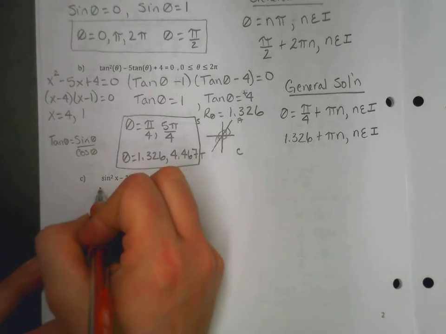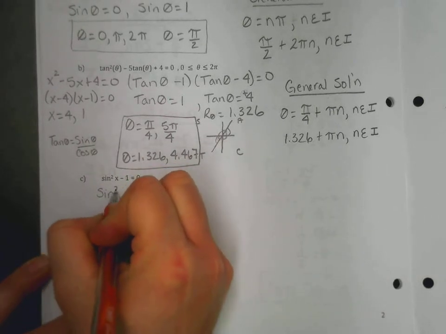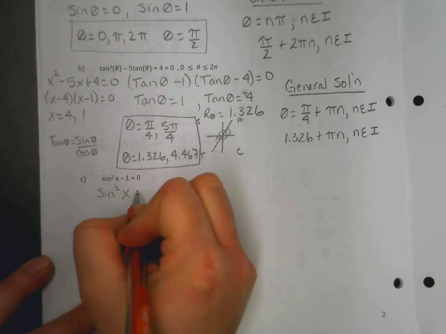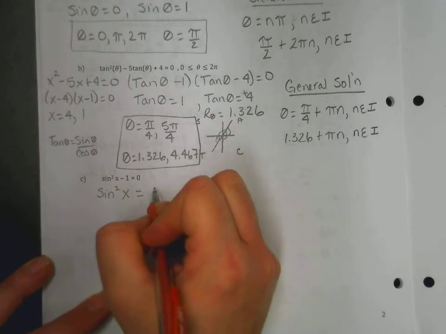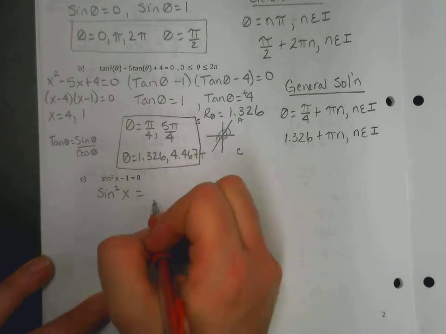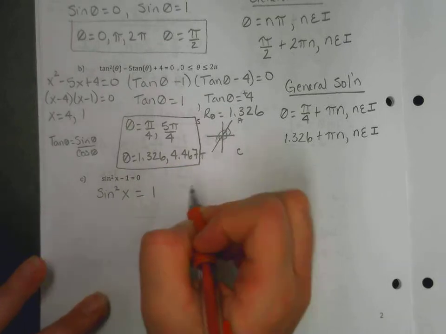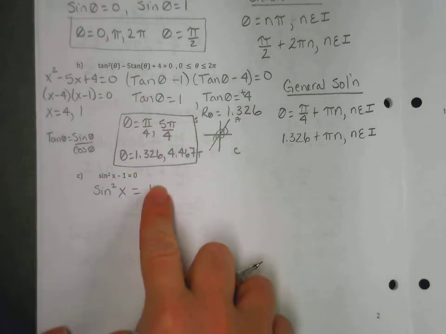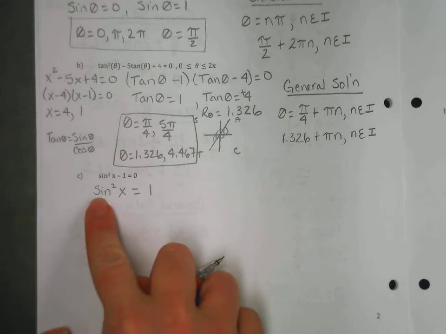So first thing I want to do is solve for x here. And there's two ways you could solve for x here. You could move 1 over to the other side of the equation and then square root both sides to get your solution.